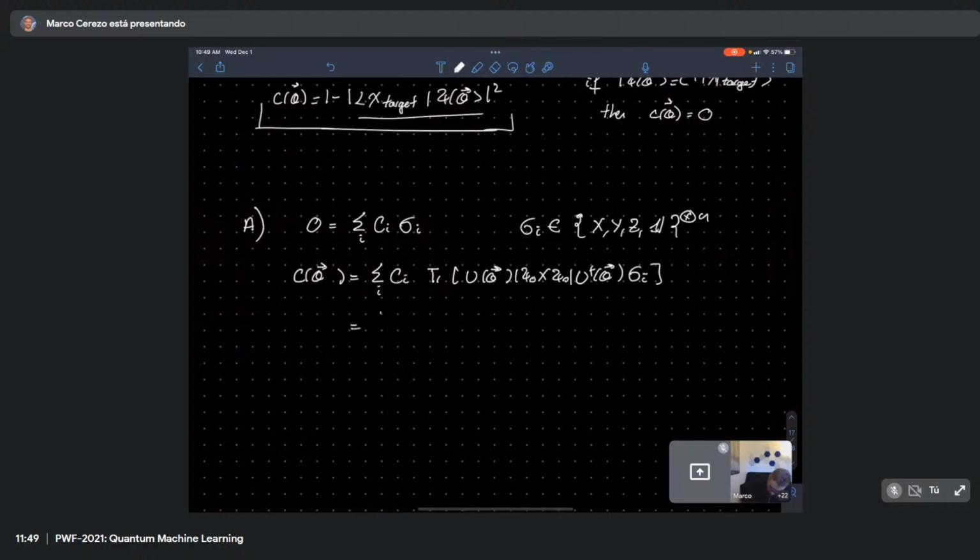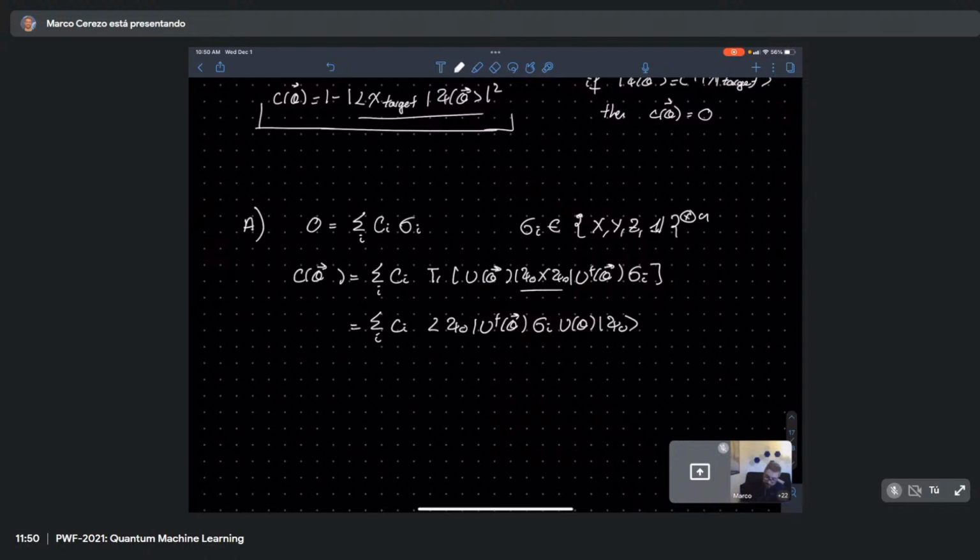So in this case, again, this is the expectation value of psi naught U dagger of theta sigma i U of theta psi naught, because again, we have a projector. So we know how to compute this trace. The trace of a projector is just the expectation value of whatever operator you have in there over your projector.